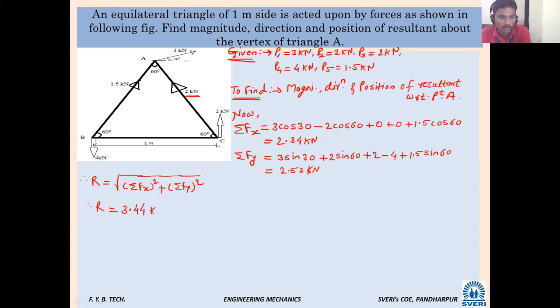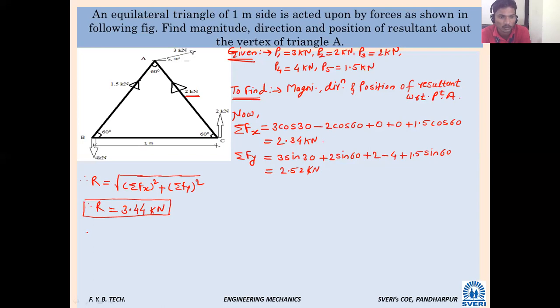So let us take mine. It doesn't matter if your answer is 3.46, 45 or 43. It will not matter a lot because it is the second digit after the decimal point. So don't worry, don't take tension about that.